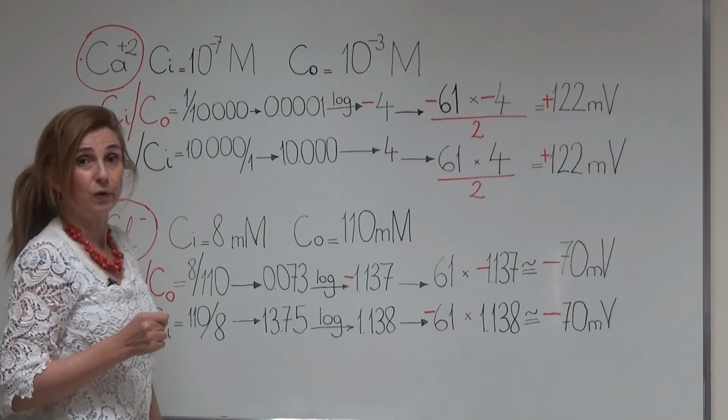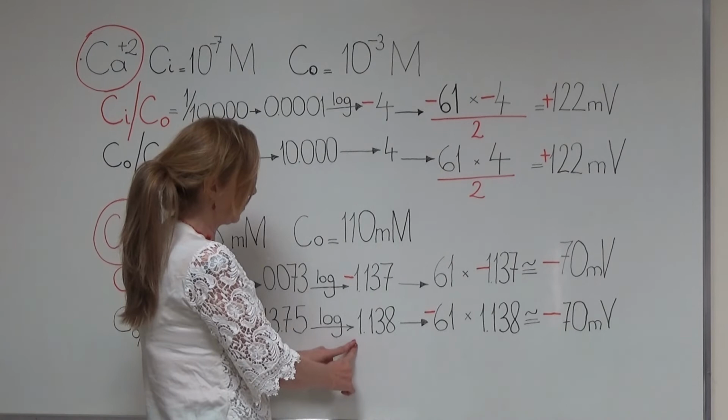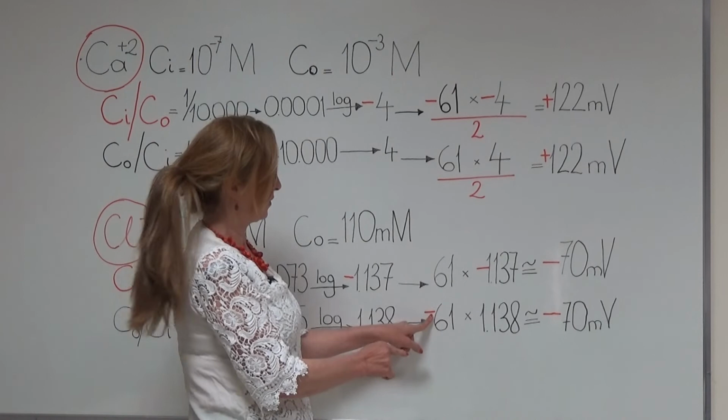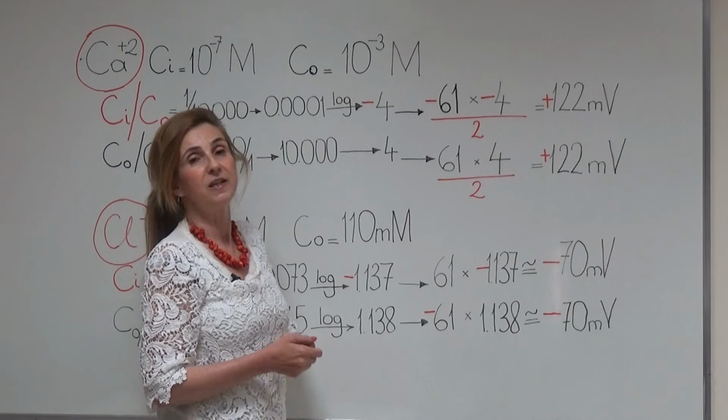If we use the concentration outside over inside, it's 110 over 8, 13.75, the logarithm of which gives us 1.138. And now we are going to multiply it with a minus 61 for anions. Then minus 61 times 1.138 is approximately minus 70 millivolts.